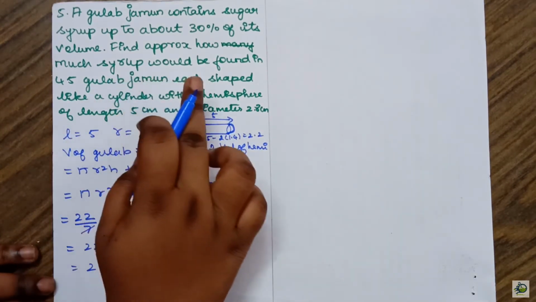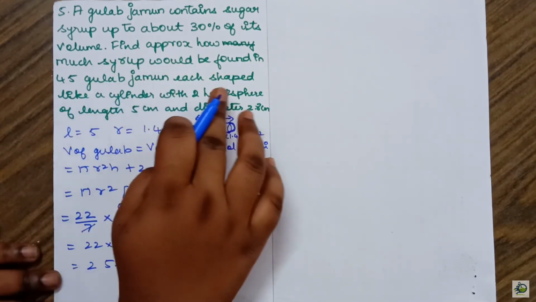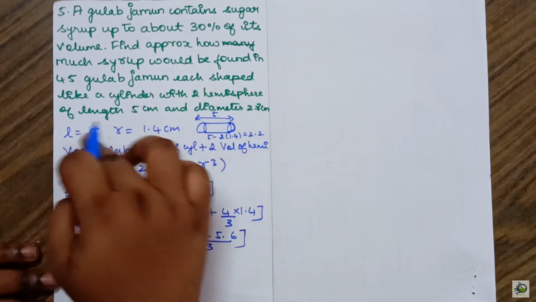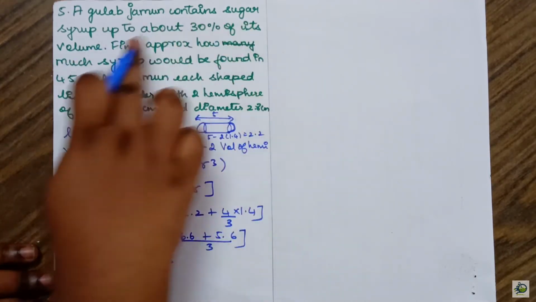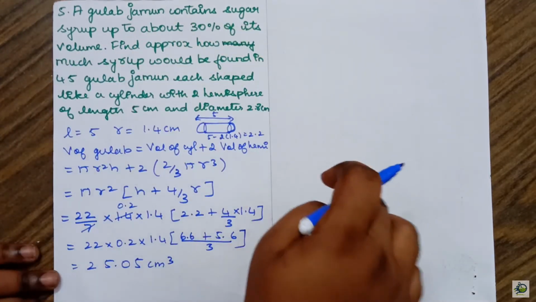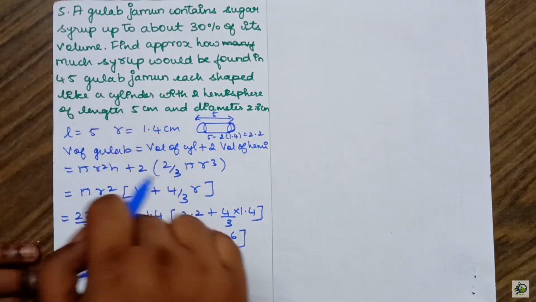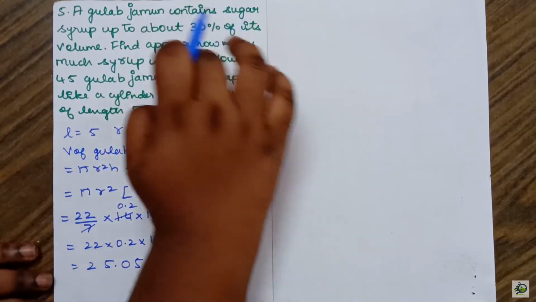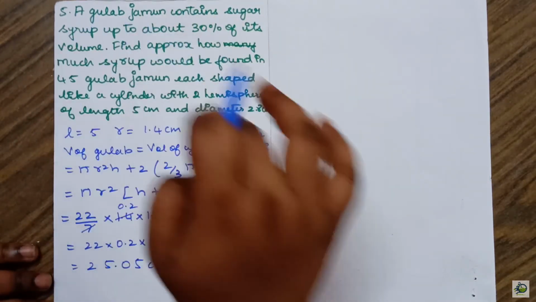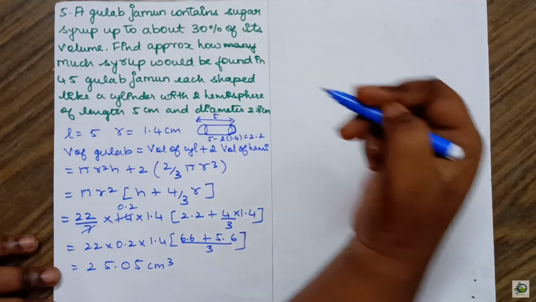Here it is given to find approximately how much syrup would be found in 45 Gulab Jamun, each shaped like a cylinder and a hemisphere. So it is given that the sugar syrup is about up to 30% of its volume. So this is volume of one Gulab Jamun. So I have to multiply this with 45, so that I will get the volume of 45 Gulab Jamuns, and then I will take the 30% of its volume and find the answer. So I will find how much syrup will be found here.